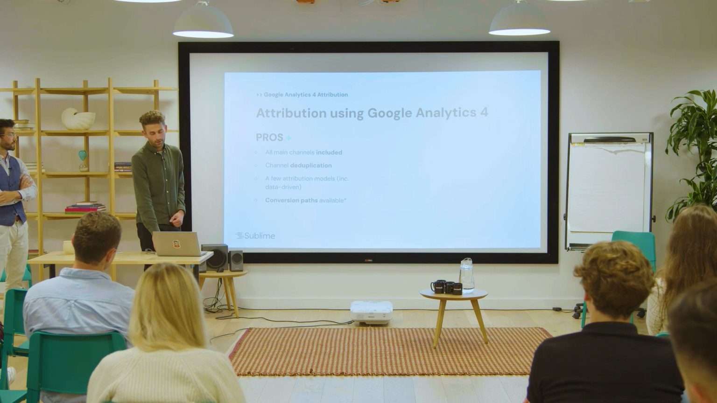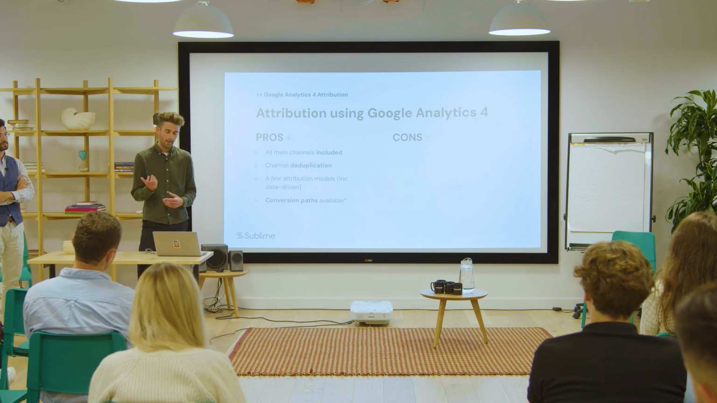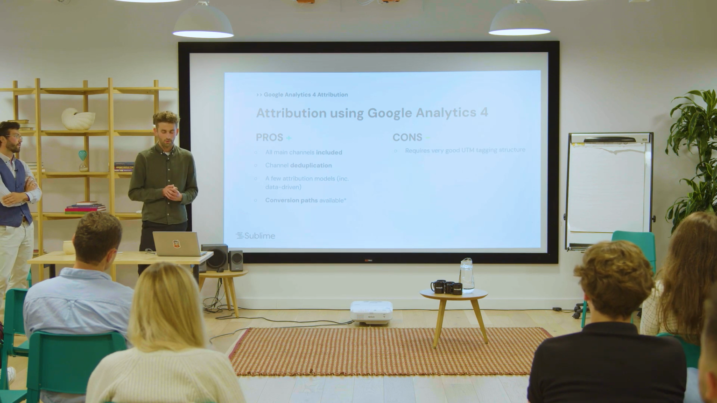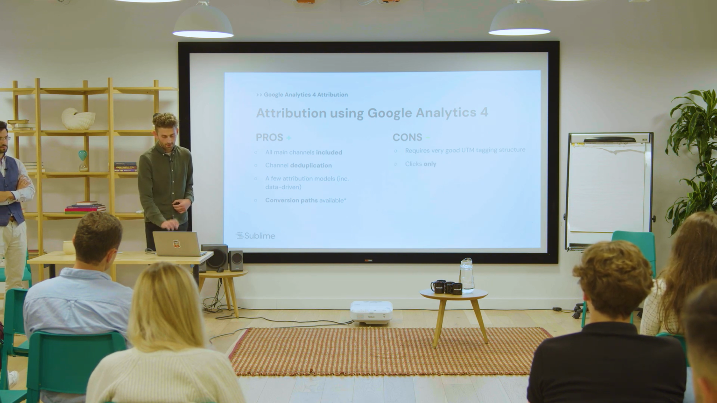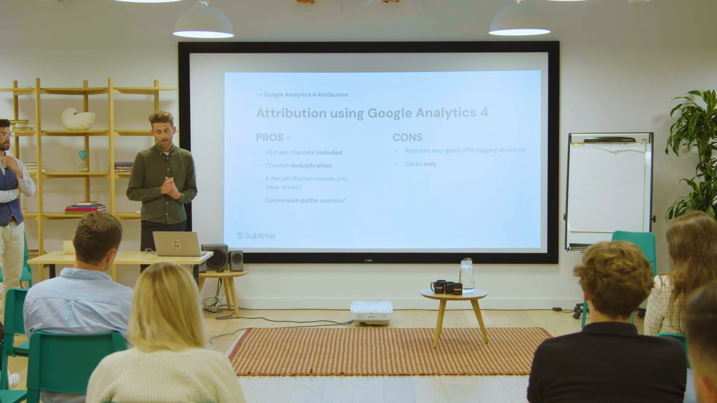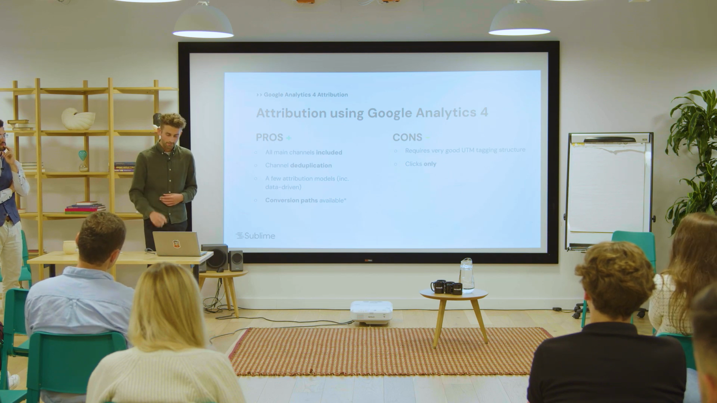So this is all good with Google Analytics 4, but it's not only good, and there are important cons. I will start with the less painful ones. The first one is that for Google Analytics 4 to work, you need to have a really good UTM tagging structure, and this is not always the case, as we see. The other one is that in Google Analytics 4 you only see clicks. You don't see impressions, contrary to the ad platforms, where you can have results that include ad impressions.